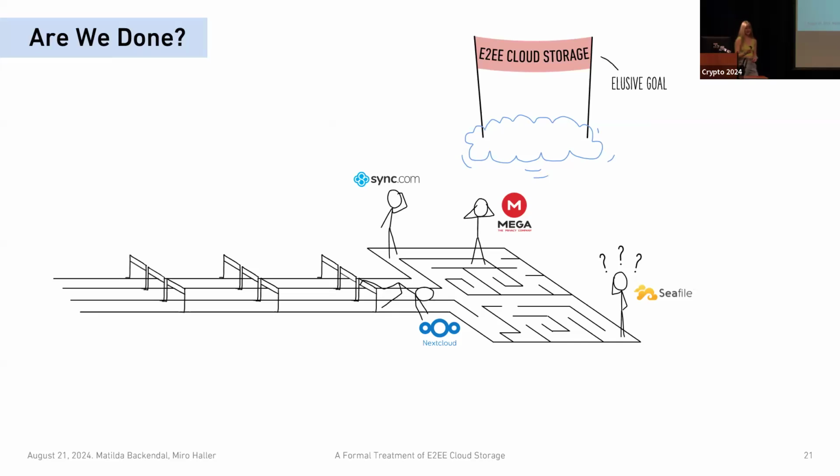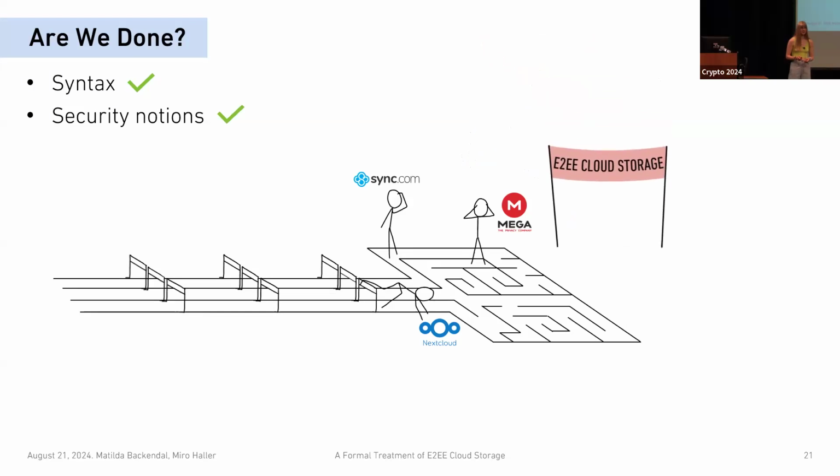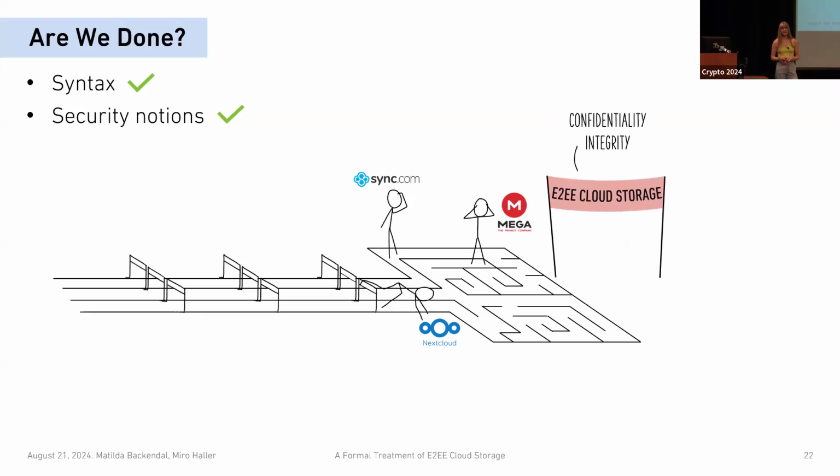Okay, so let's recap. When we started working on this, end-to-end encrypted cloud storage was an elusive goal. Now we formalize the syntax and security notions, making the goal concrete, namely confidentiality and integrity in the face of a compromised or malicious service provider. And with these security notions, we were able to formally capture the attacks on Mega, showing that they fell short of the goal. So are we done now?